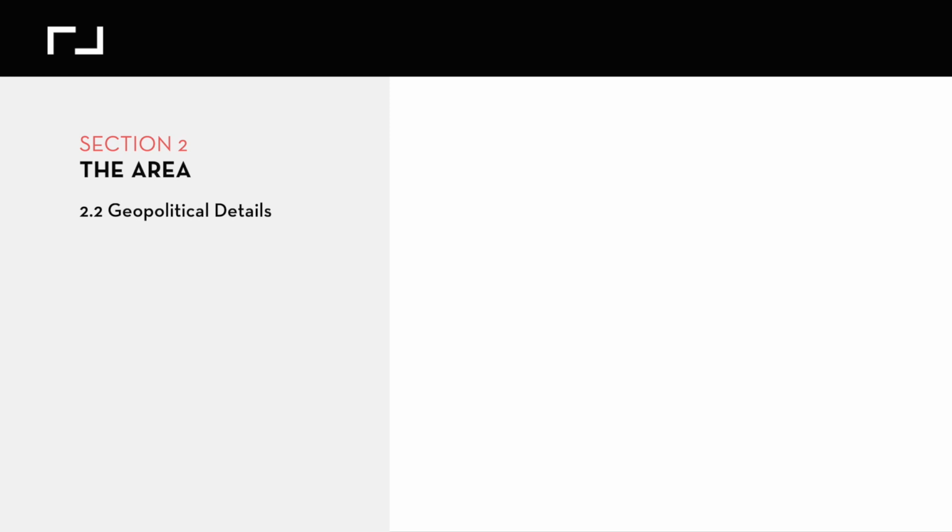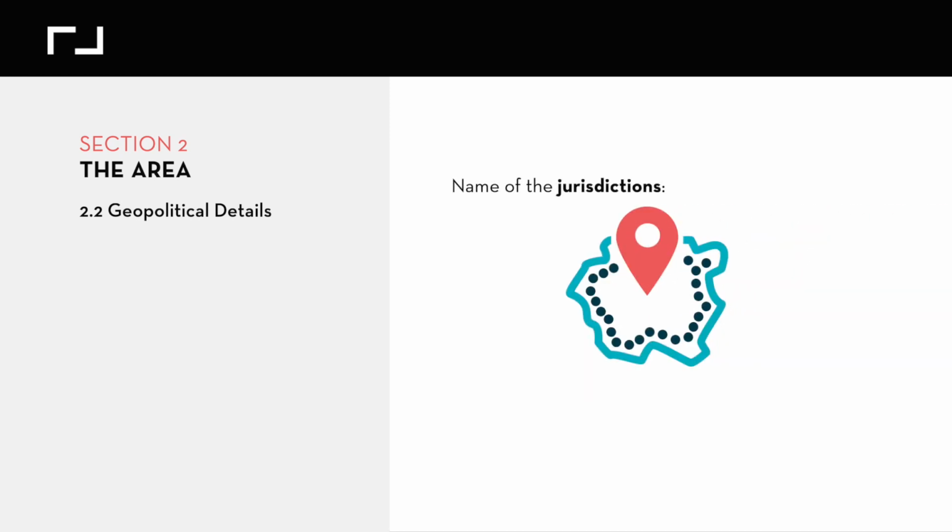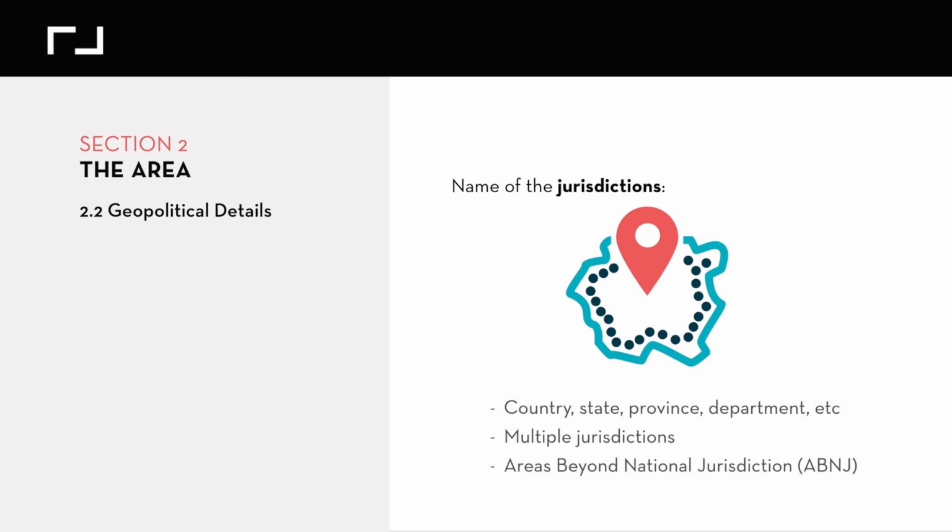Section 2.2 asks for geopolitical information. Provide the name of the jurisdictions that the preliminary area of interest falls in, for example, country, state, province, department. If the area spans multiple jurisdictions, for example, a migratory corridor, list all jurisdictions. If the area is beyond national boundaries, indicate that the area is in areas beyond national jurisdiction, or ABNJ.